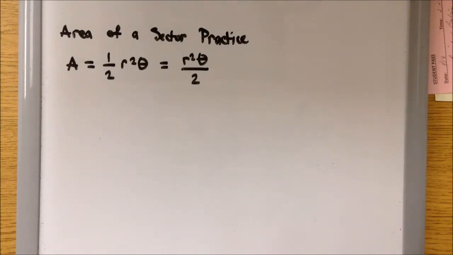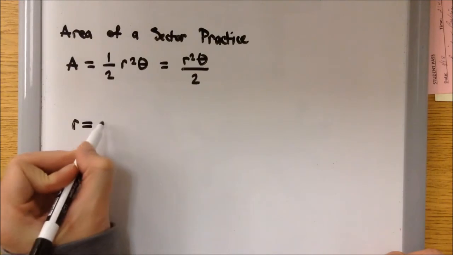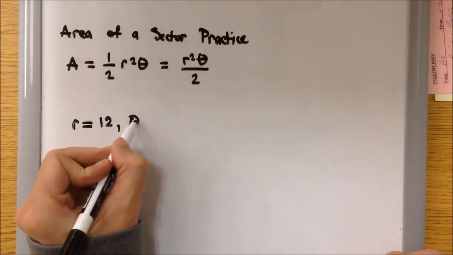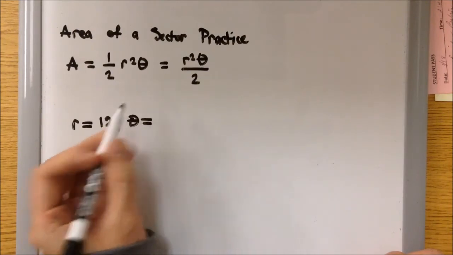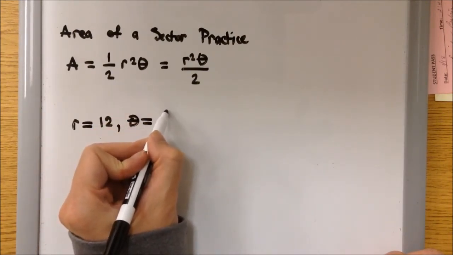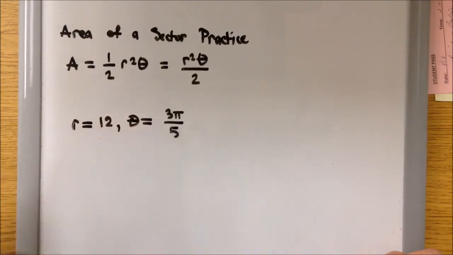Now, say that the radius is given, which is 12, and our center angle is given as, let's say, 3 pi over 5. Alright, so say we are looking for the area.